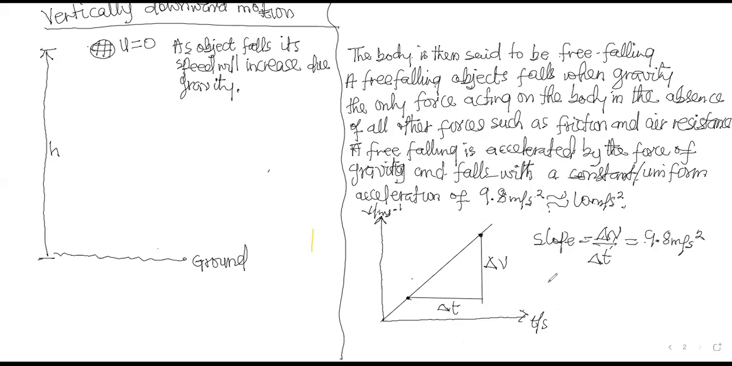So the velocity time graph for a free falling body, the slope of such motion would give you the acceleration due to gravity. If you have any question, ask before we continue.